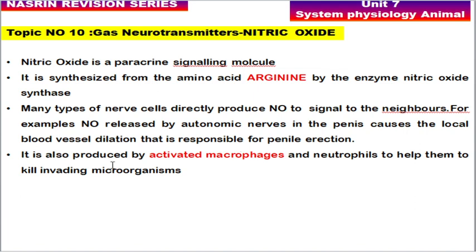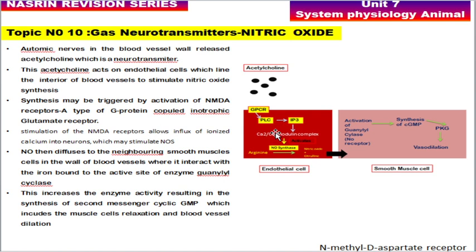Next, this nitric oxide is also produced by the activated macrophages and neutrophils, which is helpful for them in killing the invading microorganism. So this is the mechanism of nitric oxide production and synthesis. First, the autonomic nerves in the blood vessel wall will release a neurotransmitter called acetylcholine. This acetylcholine will act on the endothelial cells.